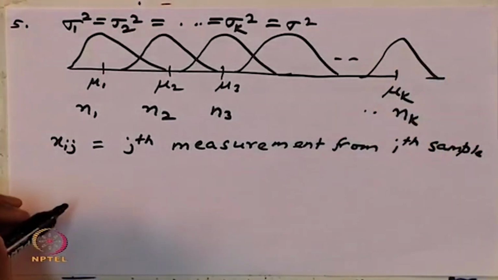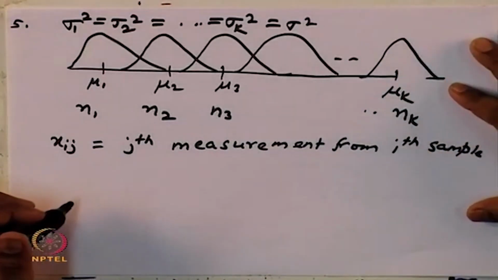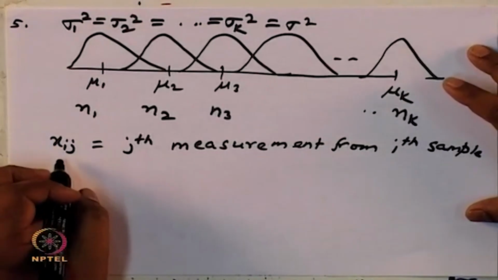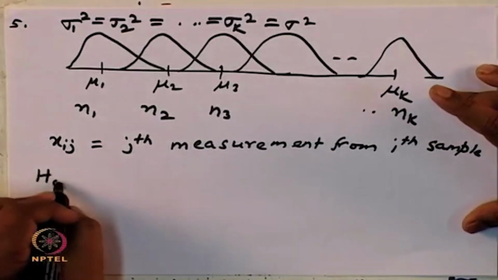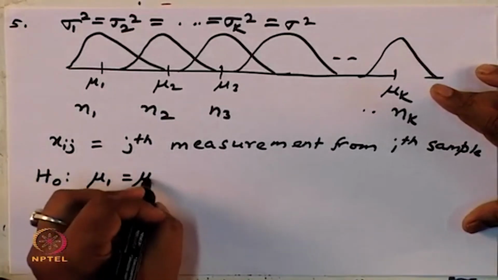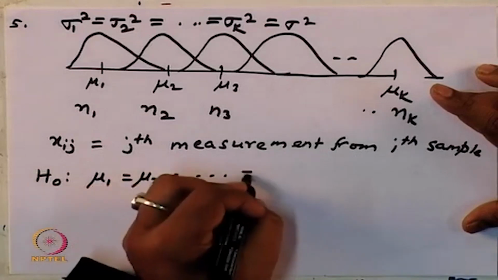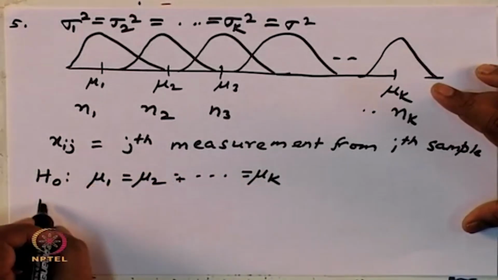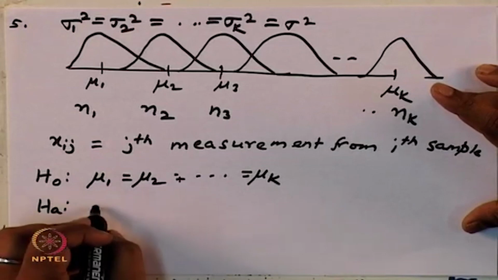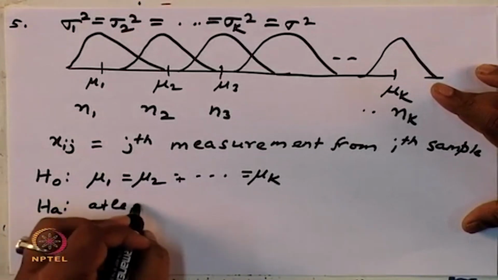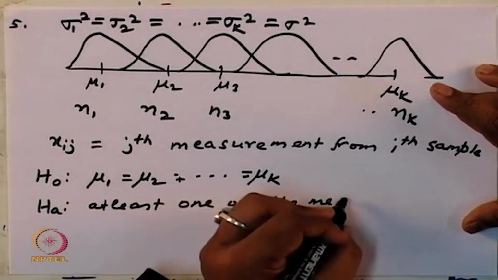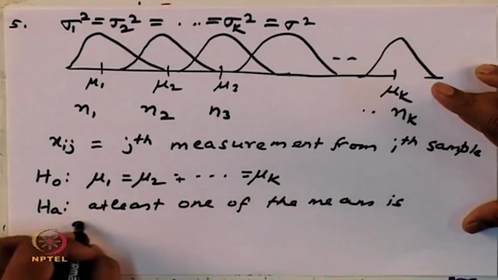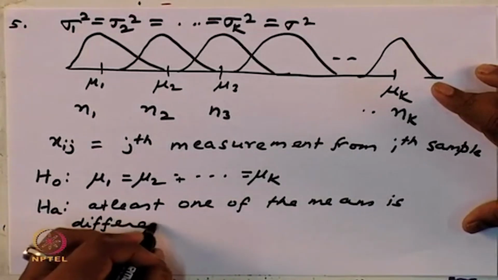Okay. So, you want to test the hypothesis that mu 1 equal to mu 2 equal to mu 3, and so on and so forth. So, your null hypothesis is mu 1 equal to mu 2 equal to mu k, and the alternate hypothesis is that at least one of the means is different.